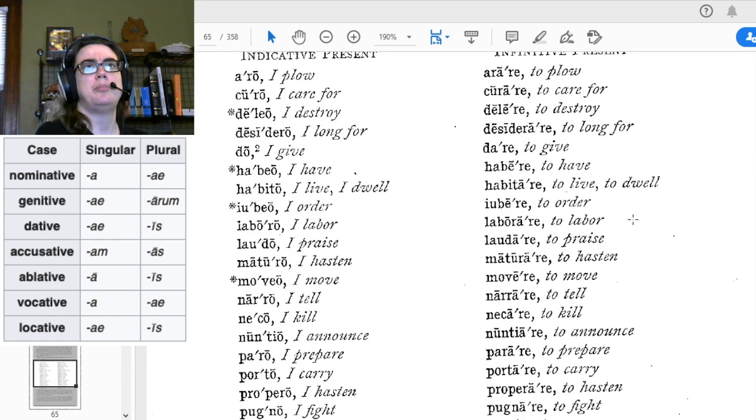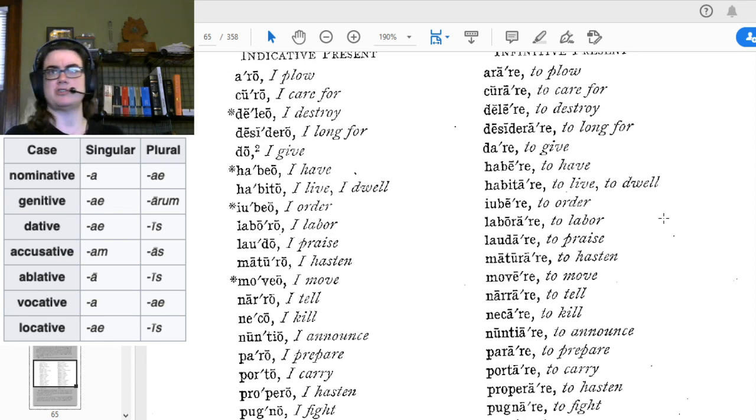Alright, so here's a whole bunch of first conjugation verbs. Arare, to plow, would be aro, I plow. Aro, aras, arat, aramus, aratis, arant. Curo, curas, curat, curamus, curatis, curant.